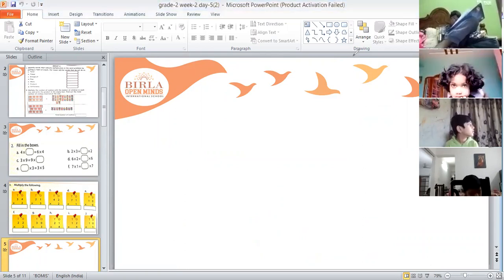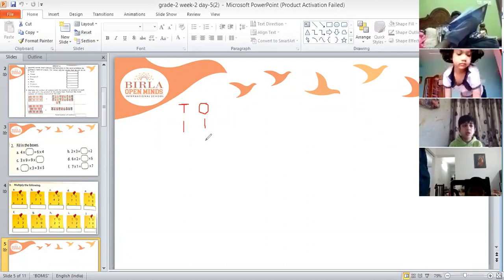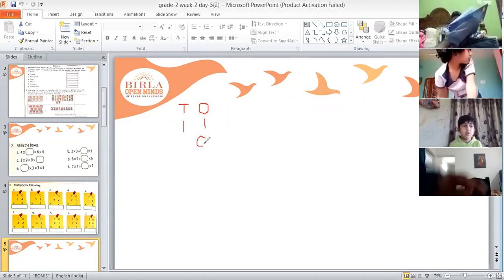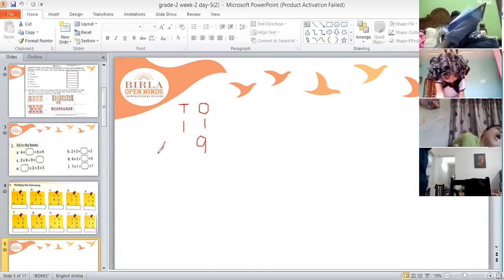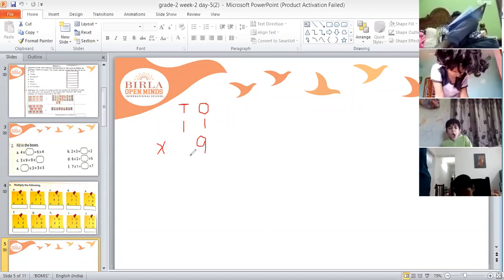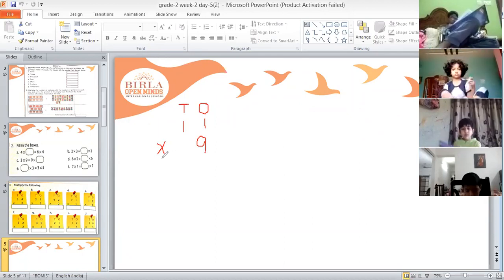So this time number of cookies are 11 and there are 9 children. So what we'll do? We will write 11 first because 11 is a 2-digit number. We always write a 2-digit number first and then we'll write a 1-digit number. So children, write this in your notebook: 11. And below this 1, we will write 9 in 1's place because 9 is a 1-digit number. And then in another box, you will put multiplication symbol. Do not put multiplication symbol in tens place. Okay?